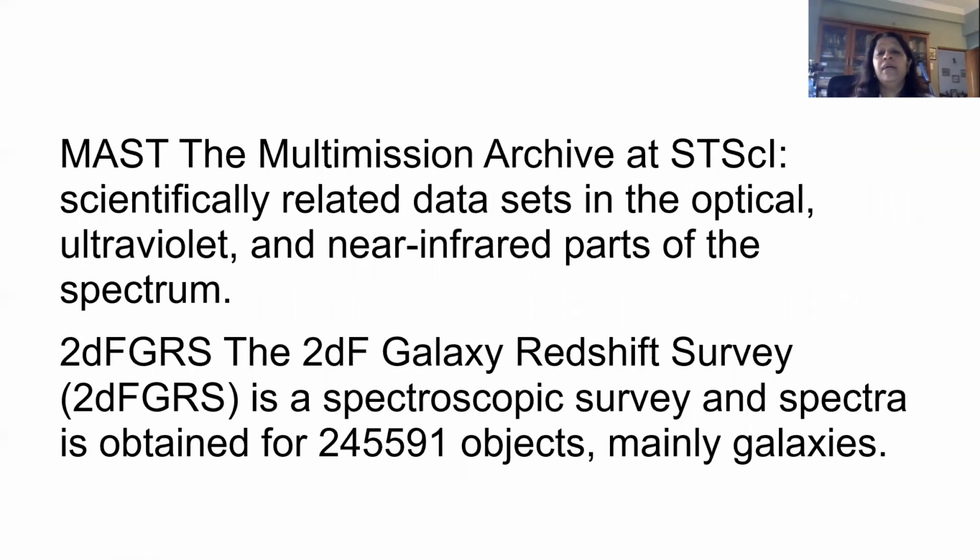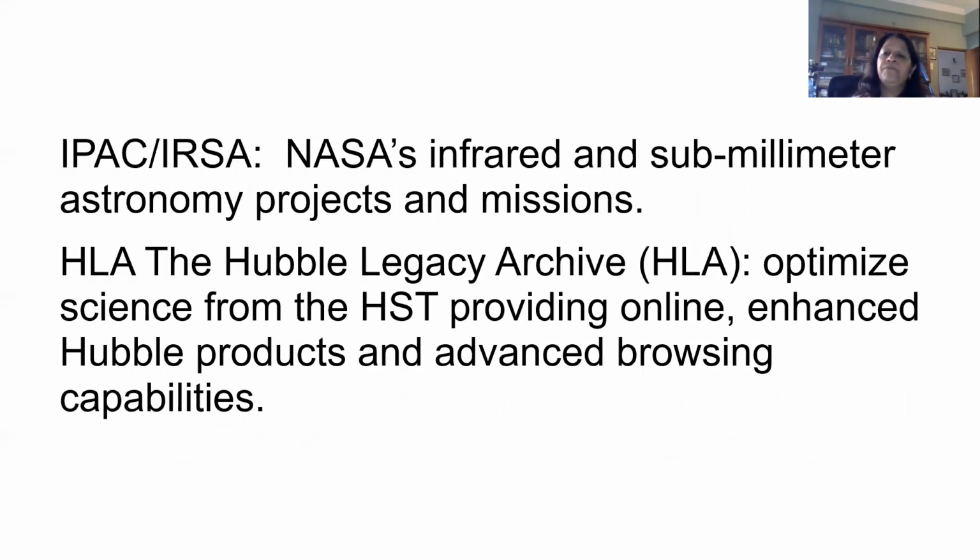There is MAST, the Multi-Mission Archive at Space Telescope Science Institute. It houses not just the Hubble data, but also data in the ultraviolet, GALEX galaxy data, near infrared, and various other data sets. There is the 2-degree field survey also, which has a spectroscopic survey for a lot of galaxies. There's also IRSA, the IPAC Infrared Science Archive, which is NASA's infrared and sub-millimeter astronomy database.